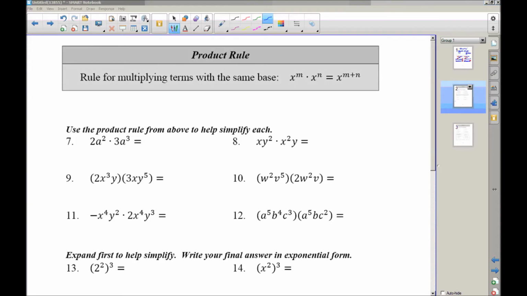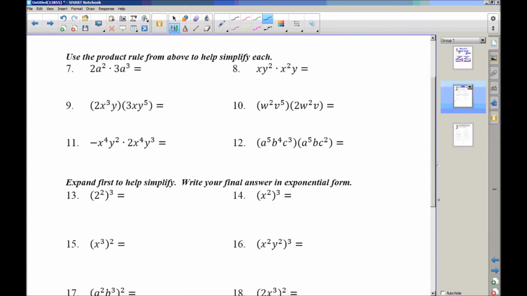Okay, so the rule on the second page is called the product rule. Okay, so the rule for multiplying terms with the same base, so we have x and x, those are both the bases, is just to add the exponents. So the m and n exponents get added together to make m plus n. So let's use that rule to simplify a couple problems here, save us some time.